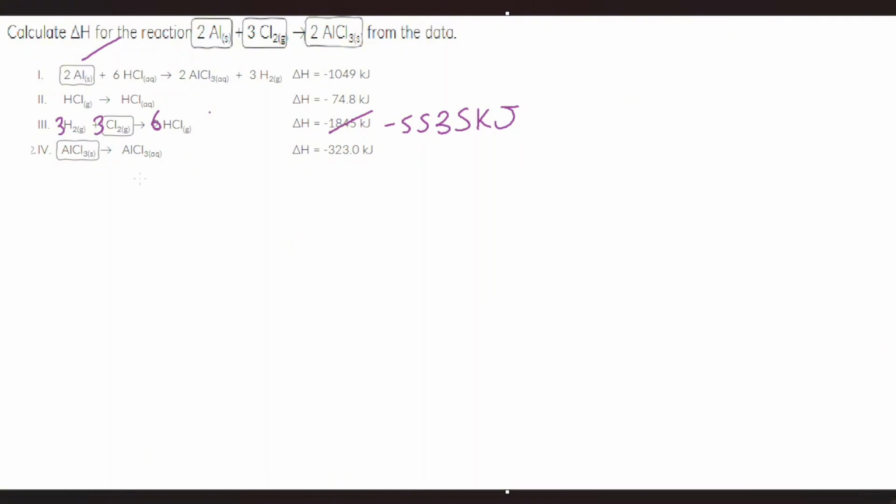So now what we have to do next is somehow, because all we want on this side is aluminum and chloride, 2 aluminums and 3 chlorides. But there's a lot of stuff we haven't canceled yet, but we're going to get to that, okay? Refer to this. We want 2 aluminum chloride (AlCl3) solid. Here we have aluminum chloride solid, but as a reactant, and we only have 1 of it. So we're going to flip this.